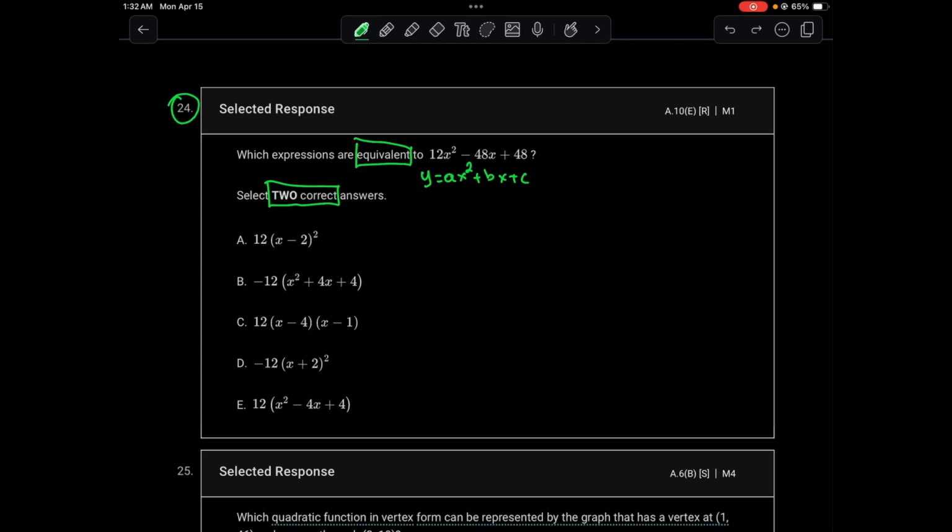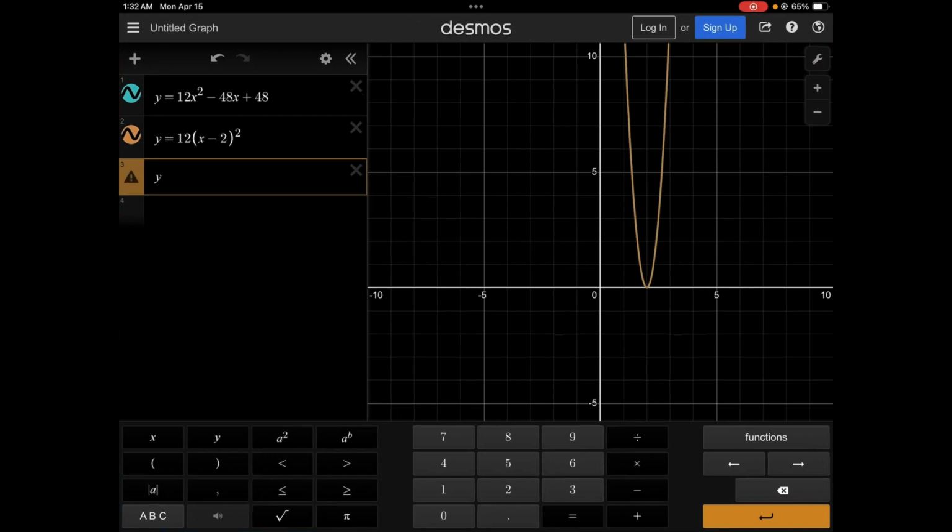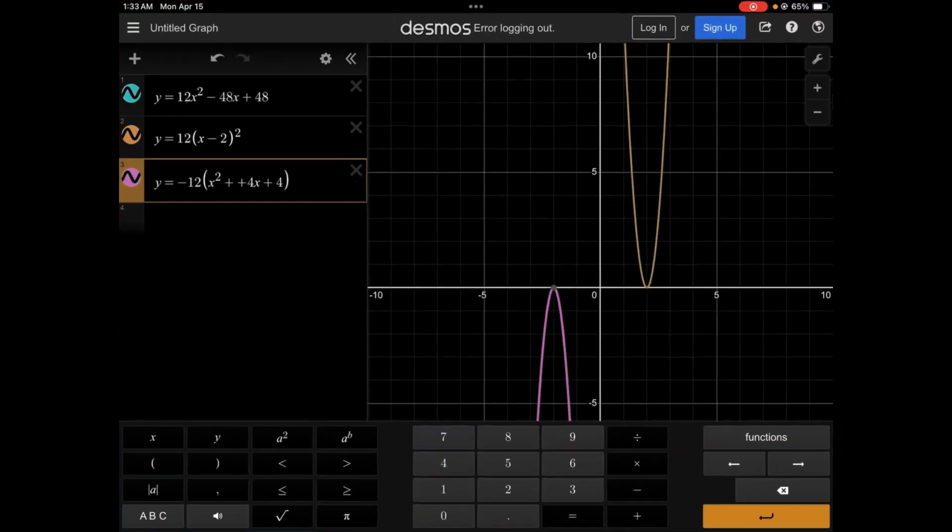And negative 12, and then I have x squared plus 4x plus 4. That's going to have the wrong signs if I distribute, so that's not going to be it, but let's put in negative 12 and then the other ones. Okay, so y equals negative 12 x squared, oops, yeah, plus 4x plus 4. That's not it. I may have put some extra plus sign here.